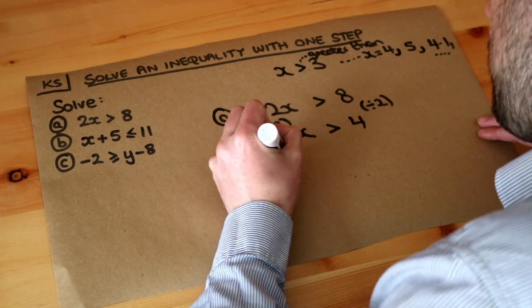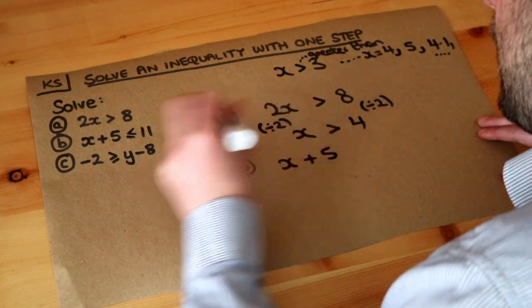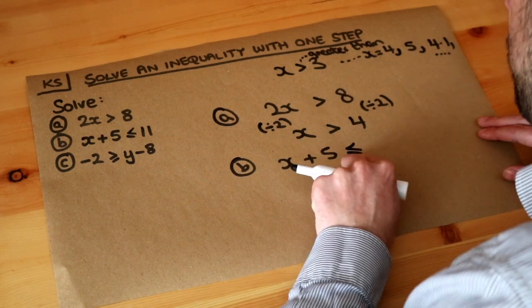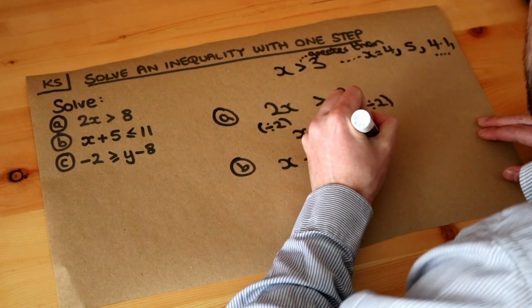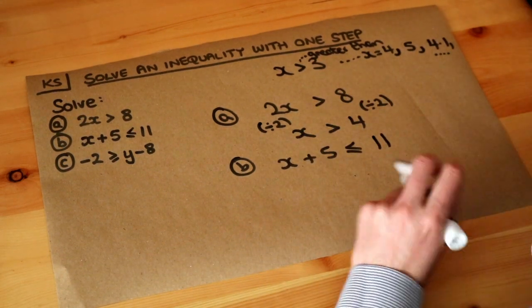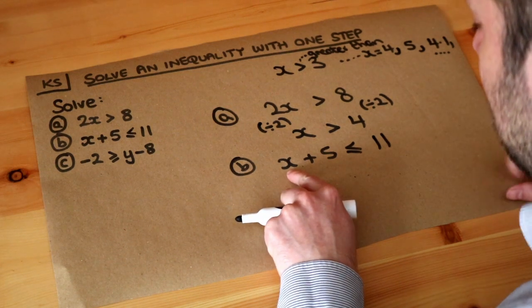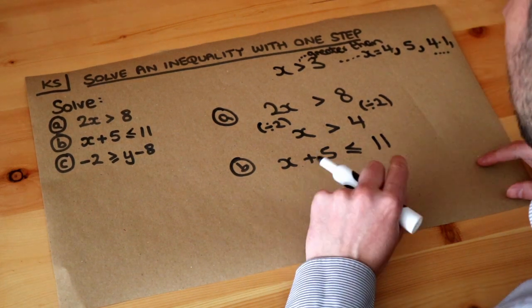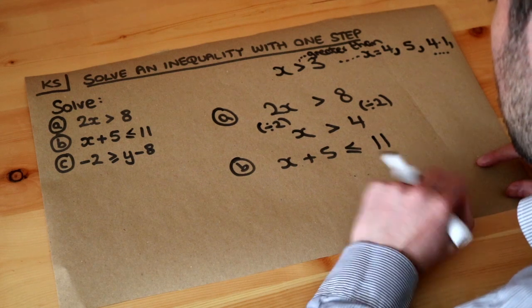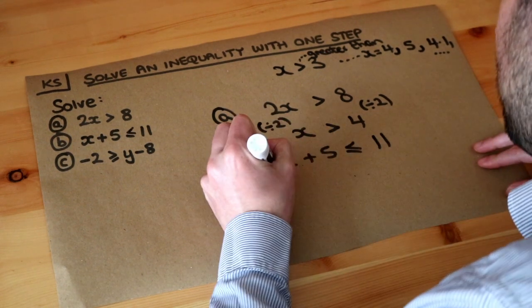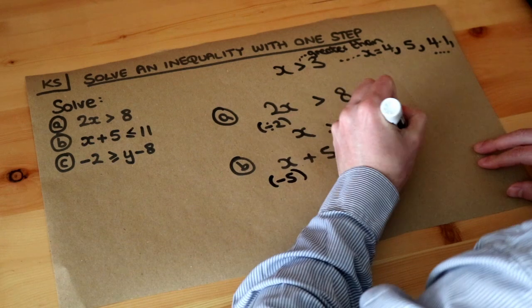What about b? X plus 5 is less than or equal to, that's what that symbol means, less than or equal to 11. Again, we want to get x on its own, so let's think what's happening to x. We're adding 5 to it. Now we want to undo the last thing done to x. The way we undo plus 5 is to subtract 5 from both sides of the inequality.